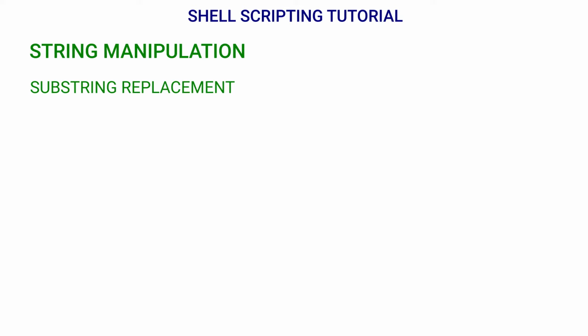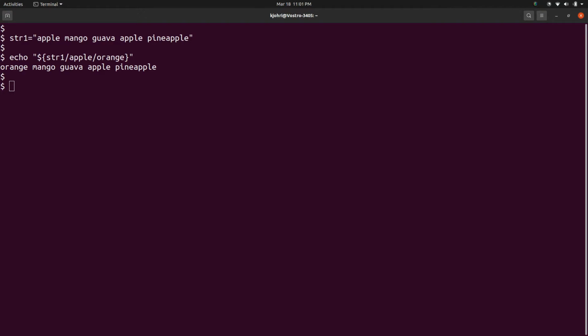We can replace a substring in parameter expansion, which is like ${string/substring/replacement}, and the substring in the string is replaced with a replacement. For example, if we have a string str1 as "apple, mango, guava, apple, pineapple", and we do parameter expansion of the string str1 with apple replaced by orange, we get "orange, mango, guava, apple, pineapple". So only the first substring has been replaced.